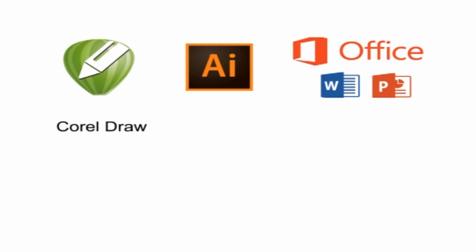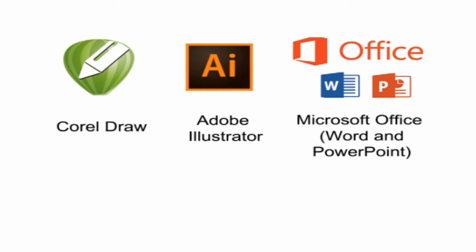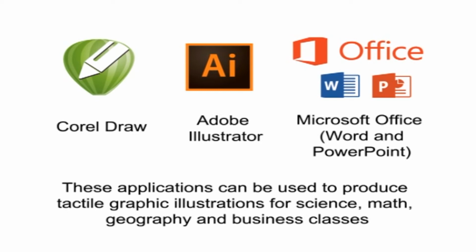Third-party software containing mainly SVG tools includes CorelDRAW, Adobe Illustrator and Microsoft Office, both Word and PowerPoint. These applications can be used to produce tactile graphic illustrations for science, math, geography and business classes. The software tools for producing tactile diagrams can be broadly divided into three categories.